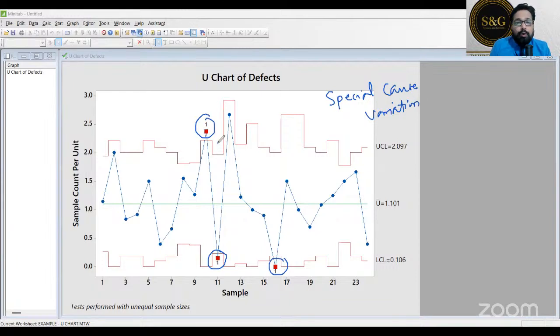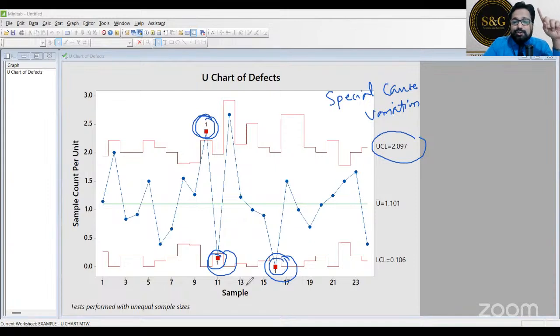Okay. Now in these discrete control charts, anything which goes above the control limit needs to be thoroughly investigated and action needs to be taken. Anything which goes below the lower control limit needs to be investigated because there is something better they have done.